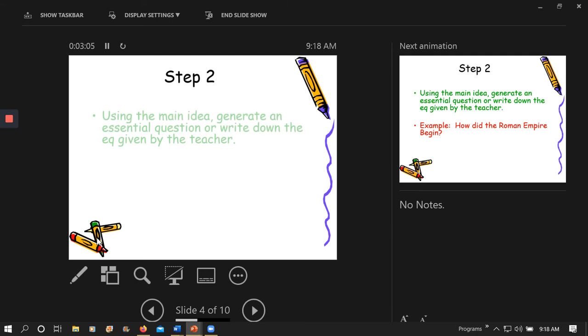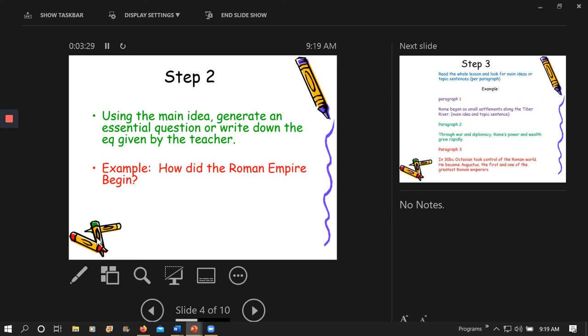Step 2, using the main idea, generate an essential question or write down the essential question given by the teacher. So what I always suggest is that whatever the big idea is or main point, you turn it into a question. So if it's how the Roman Empire begins, you would change it to how did the Roman Empire begin? Keep it as simple and easy as possible. How did the Roman Empire begin?